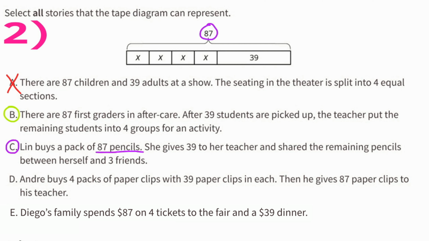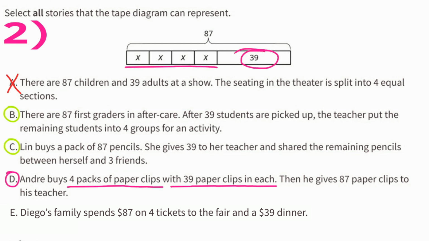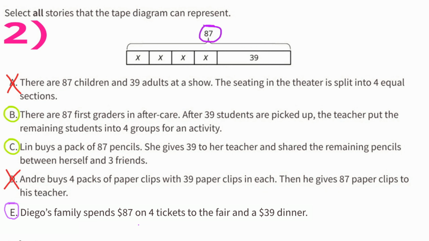C. Lynn buys a pack of 87 pencils. She gives 39 to her teacher and shared the remaining pencils between herself and 3 friends. That would work. D. Andre buys 4 packs of paper clips with 39 paper clips in each. Then he gives 87 paper clips to his teacher. No, that doesn't work. E. $87 is spent on 4 tickets to the fair and a $39 dinner. That would work.